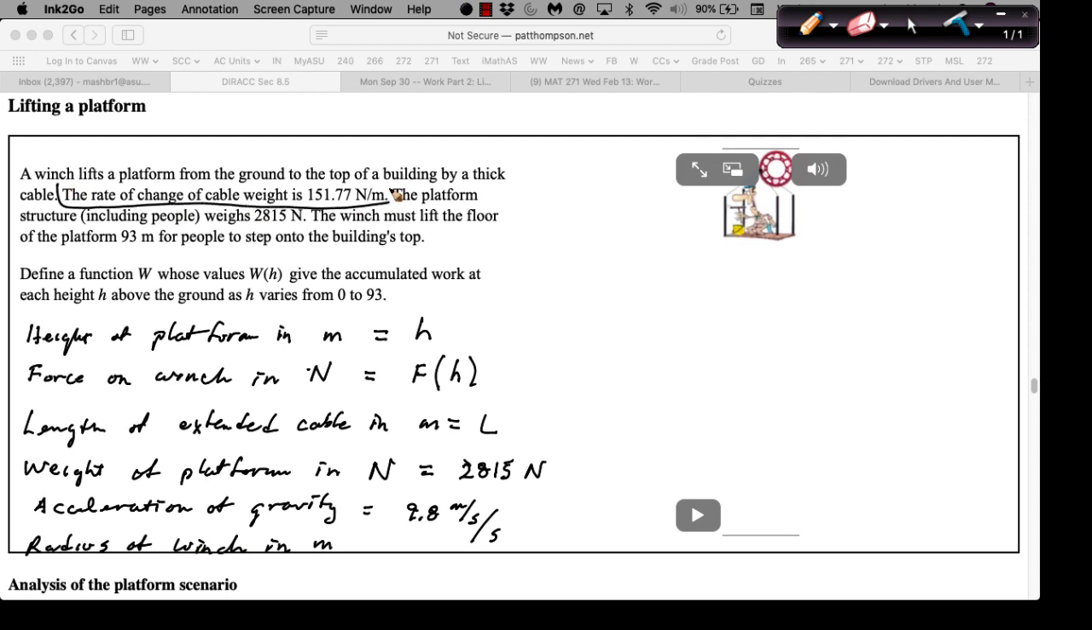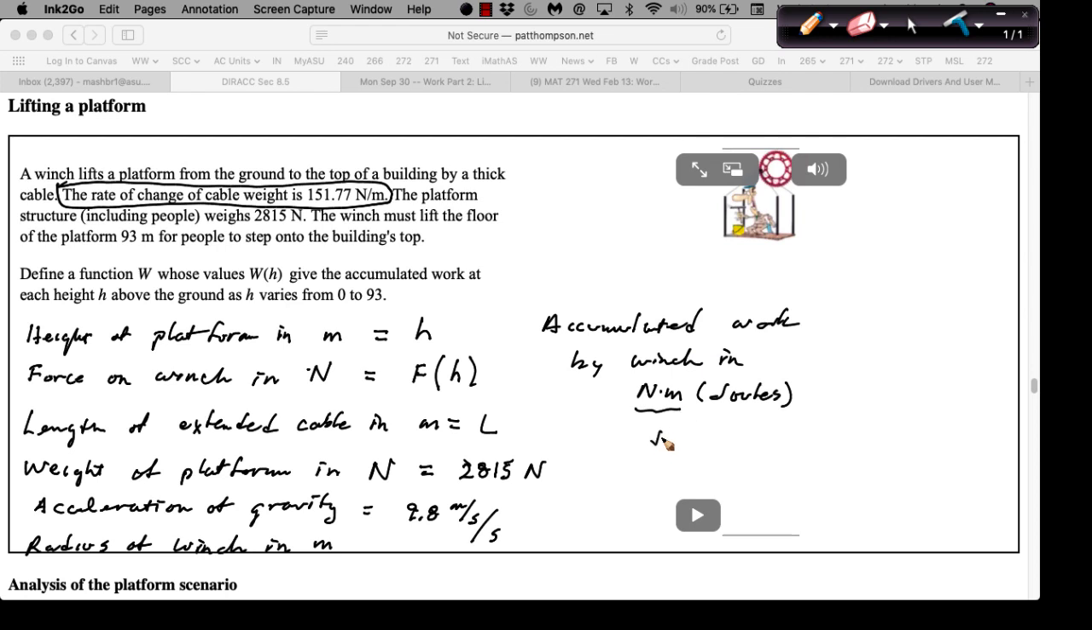Still, what's the focal point of this problem? What quantity? Work, right? So what are we after? We're after the accumulated work done by the winch. In what units? Newton meters. And those are also called joules, or J. So a Newton meter is a joule, that's capital J.